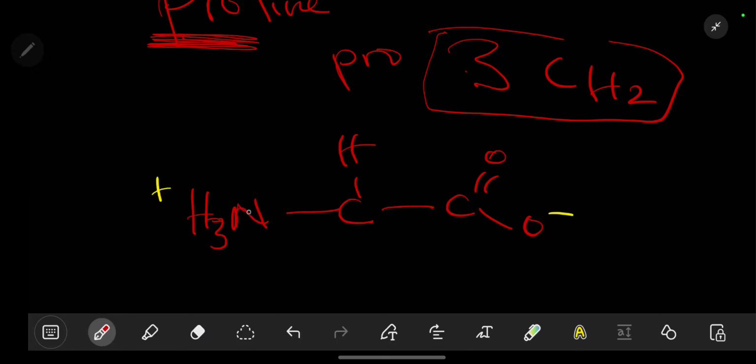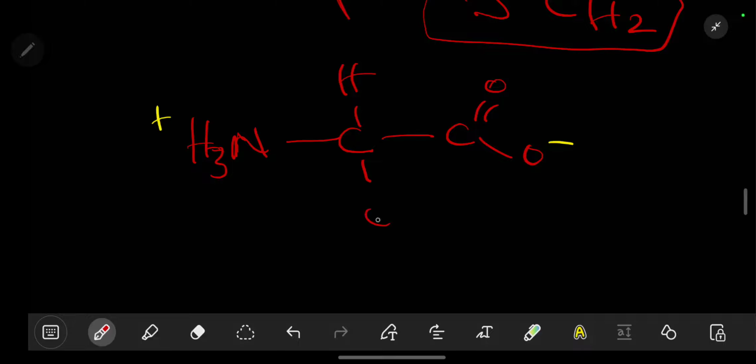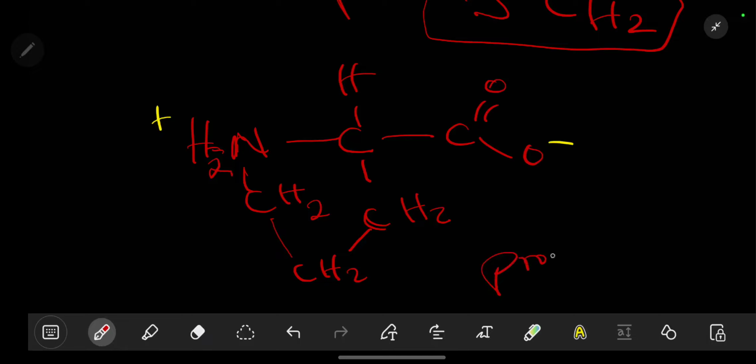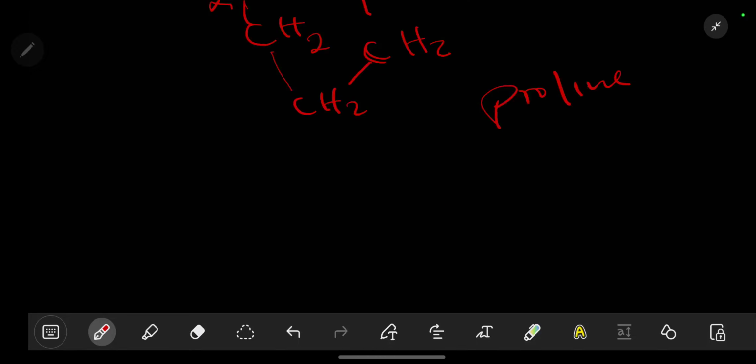So in this case, nitrogen can accommodate 3 bonds. Now we have said that we need our 3. So know this structure. Then we are going to take another one, CH2, like that. Then it will bond to nitrogen, but nitrogen can only accommodate 3 bonds, so this one will be reduced to 2, like that. So this is the structure of what we are going to call proline, like that.